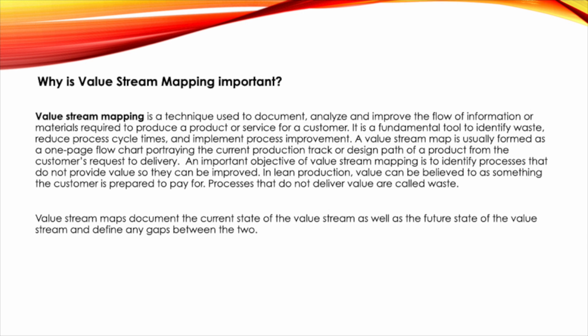An important objective of value stream mapping is to identify processes that do not provide value so they can be improved. In lean production, value can be believed to be something the customer is prepared to pay for. Processes that do not deliver value are called waste. Value stream maps document the current state of the value stream as well as the future state of the value stream and define any gaps between the two.